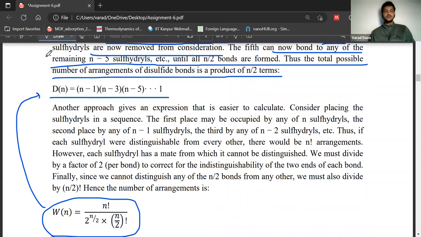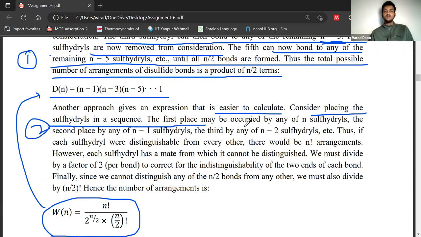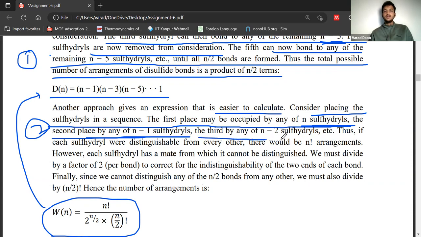So this is approach one. Another approach gives you an expression that is easier to calculate. Consider placing the sulfides in a sequence. The first place may be occupied by any of the n sulfides, the second by any of the n minus 1 sulfides, the third by any of the n minus 2 sulfides, and so on.